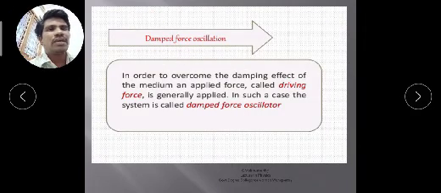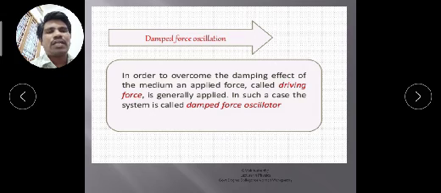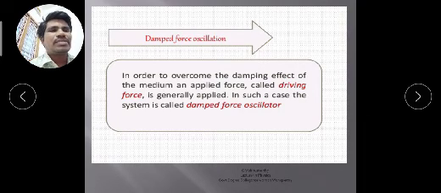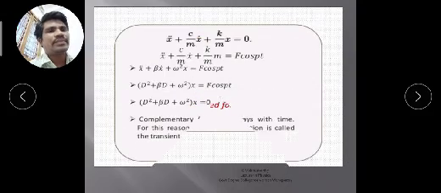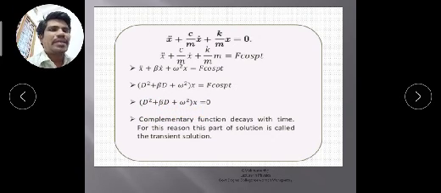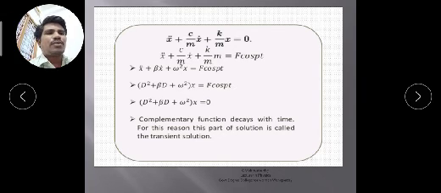Damped forced oscillation: in order to overcome the damping effect of the medium, an applied force called the driving force is generally applied. In such a case the system is called a damped forced oscillator. Now we get the damped forced oscillator equation, that is D square plus beta D plus omega square of x is equal to 0. The complementary function decays with time. For this reason this part of the solution is called the transient solution.